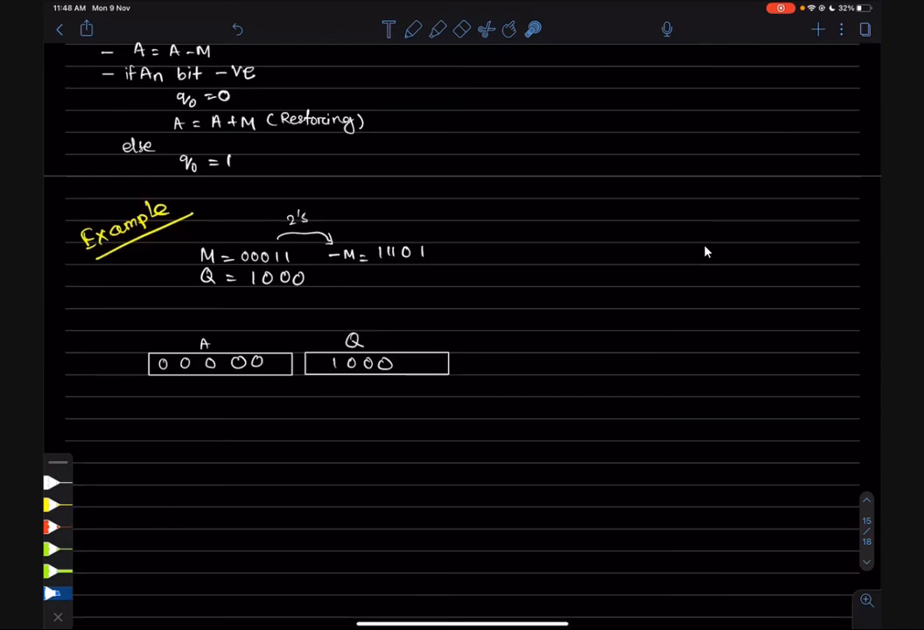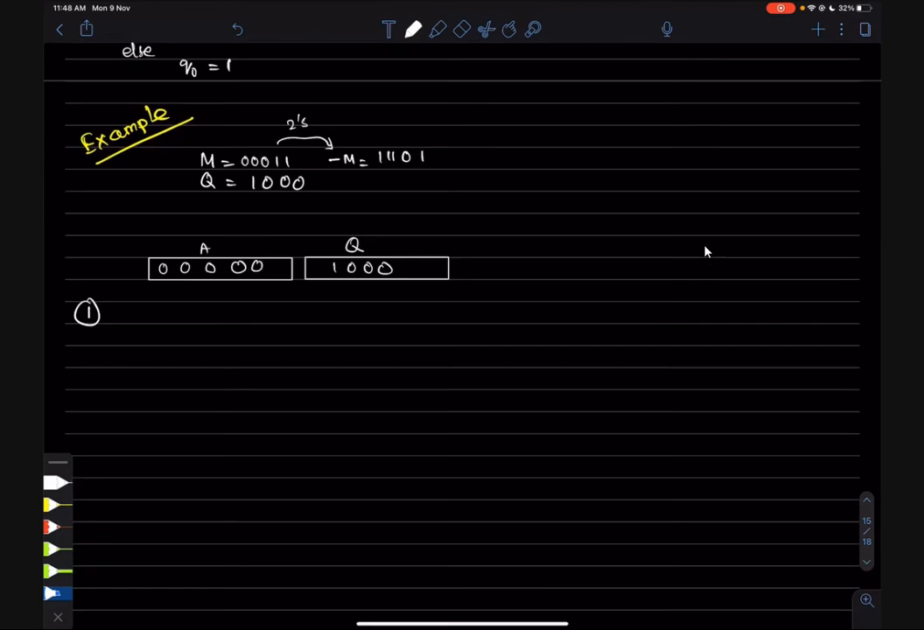Initialize a as 0 0 0 0 0, 5 zeros, and q as 1 0 0 0. Why 5 zeros here? Because we know this is n bits and this is n plus 1 bits, and m is also n plus 1 bits. So n is 4 bits, m is 5 bits, a is also 5 bits, and we will do a plus m, 5 bit plus 5 bit. Okay, a plus m or a minus m we will do. So the first cycle we will start here.